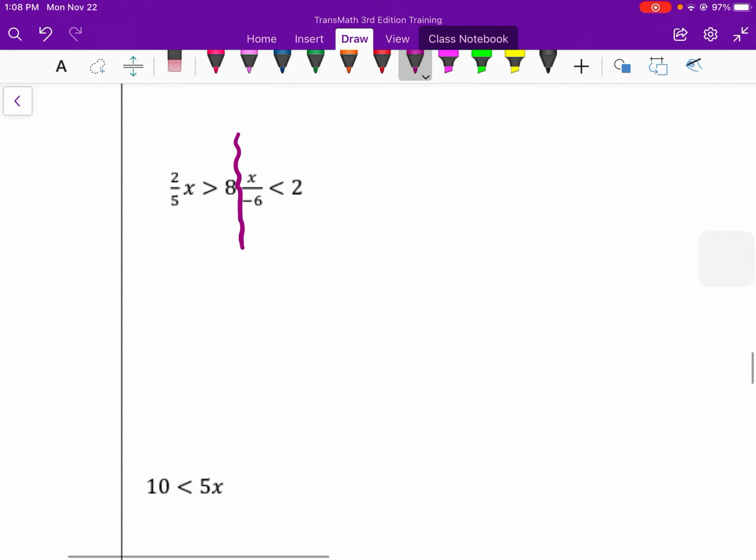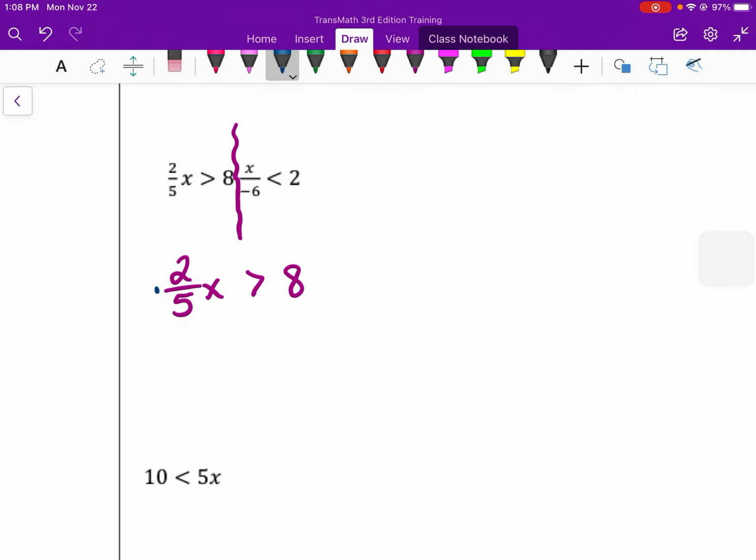Looks like a little bit of a typo on these ones. These are supposed to be 2 different problems. So first, 2/5 x is greater than 8. We're going to start by solving this one. When we have a fraction next to a variable like this, we multiply by the reciprocal to get rid of the fraction and leave the variable by itself.